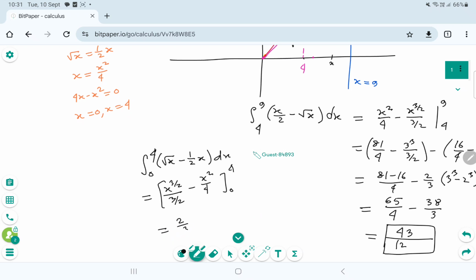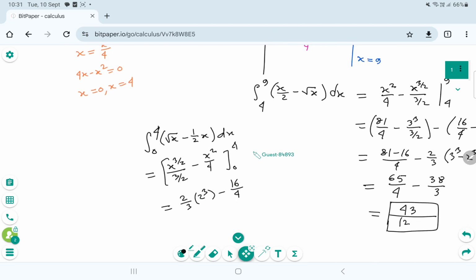So this is 2 over 3 times 2 cubed minus 16 over 4. And if you put 0, then there is no contribution. So what do you get here? 16 over 3 minus 16 over 4. So 16 if you take out, 4 minus 3 over 12. So we get here 16 over 12, right?